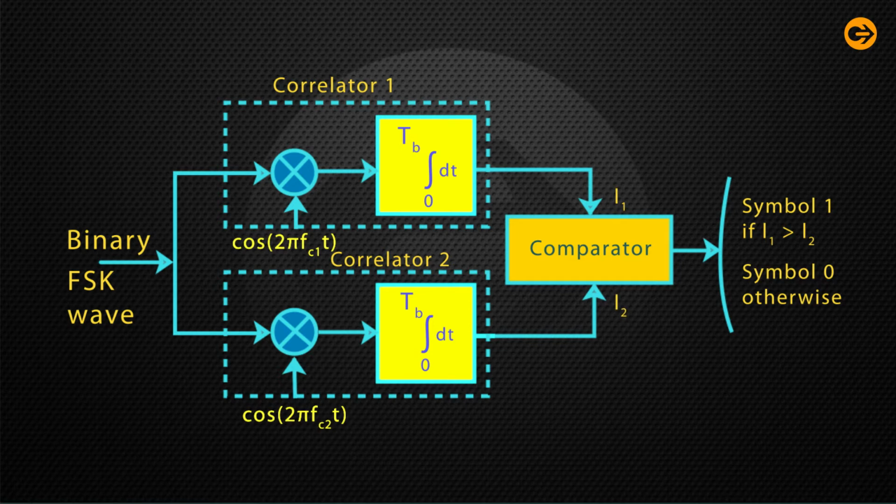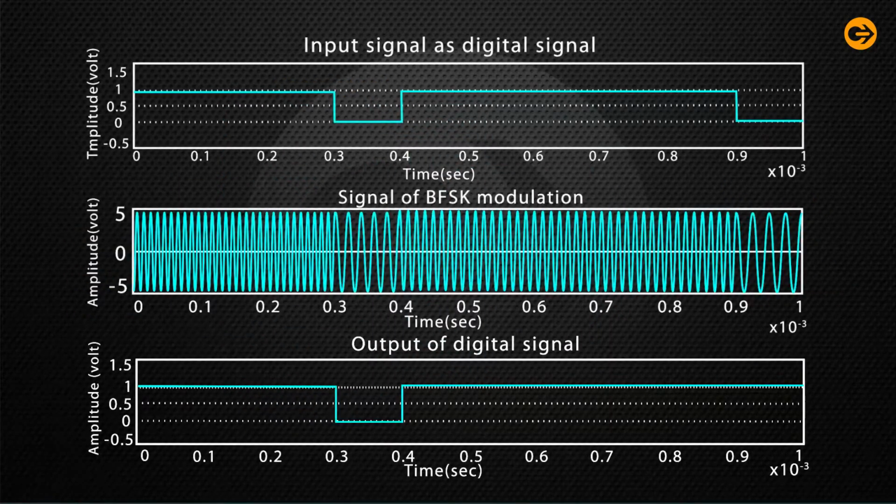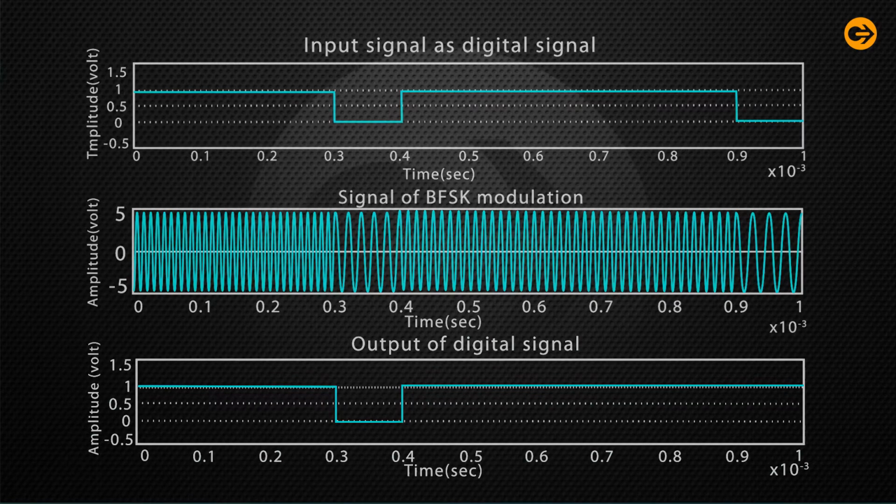This L1(t) and L2(t) will be compared with each other. When L1 and L2 are compared, the output will be 1 if L1 is greater than L2, and the output will be 0 otherwise, that means L1 is less than L2. So, the message signal is modulated by two frequencies, as you can see in the figure. After the demodulation, the message signal is retrieved back, as you can see in the figure.